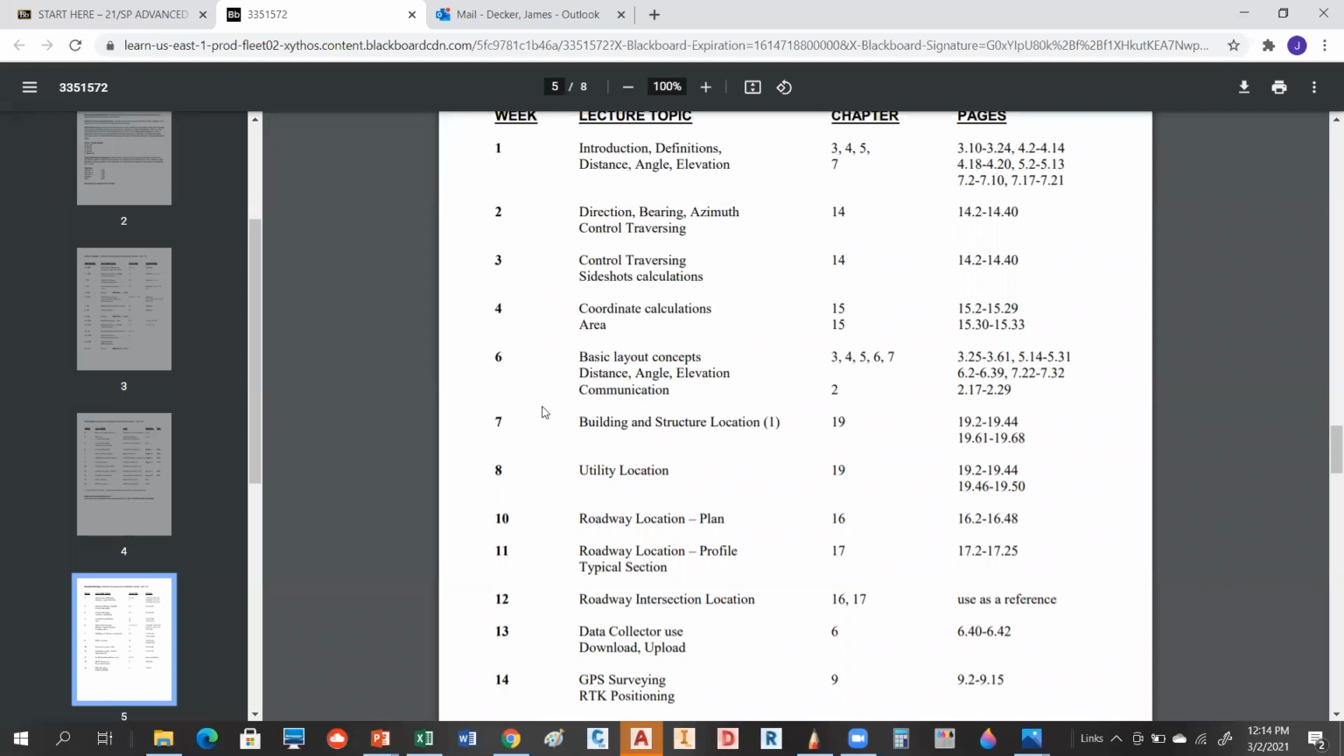If you want to, there's a section he's got about communication in chapter 2, on pages 217 to 229. I will pick up and talk about that next week, but that really has more to do with your layout. Once we start actually doing real building layout, that kind of stuff, that'll be important.